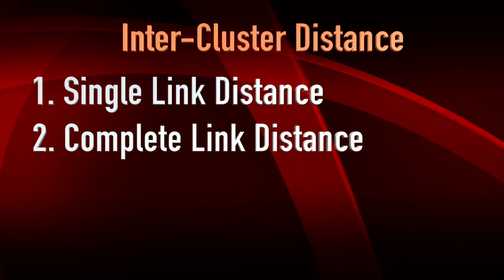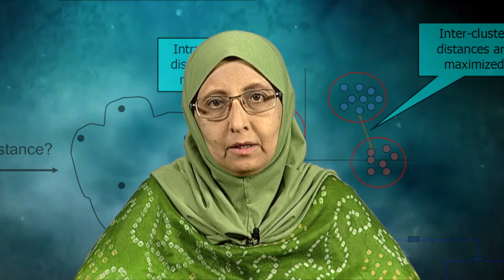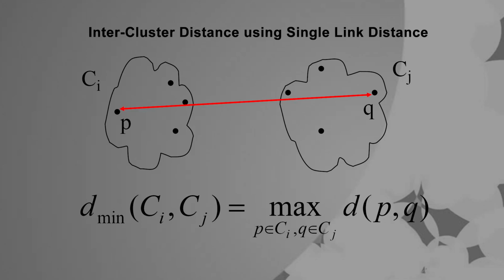The next intercluster distance computation is called the complete link distance. Now, for this, once again refer to the visual. The complete link distance between two clusters is represented by the distance of the farthest pair of data objects belonging to different clusters. If you look at this visual, you have 2 points P and Q which are farthest, one from Ci and the other from Cj.